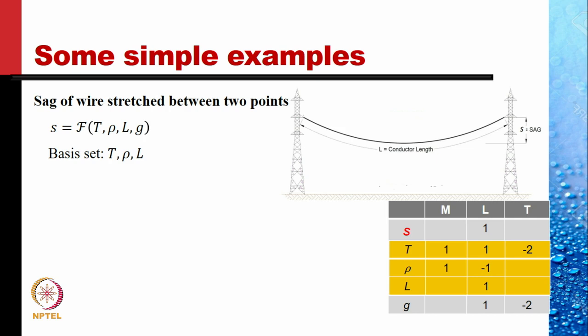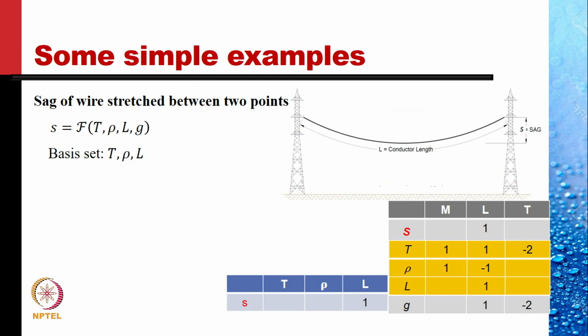So the number of independent groups of non-dimensional parameters we can form would be 1 based on G, and a non-dimensional dependent parameter based on S. S would have a dimension of length. So if we write S as T raised to power alpha, rho raised to power beta, L raised to power gamma, the value of gamma would be 1 and alpha and beta would be 0. So S has the same dimension as L. So S by L is dimensionless.